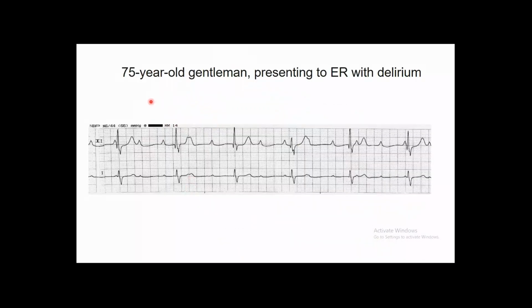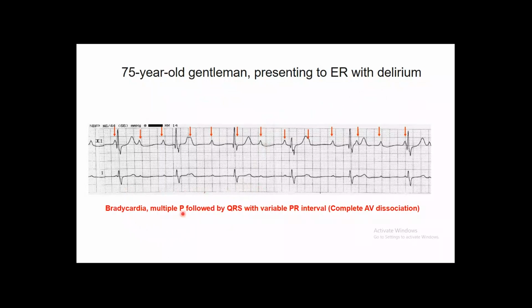Third example, a 75-year-old gentleman presenting to emergency with delirium. If you look at this ECG, this patient is bradycardic. We have multiple P waves followed by QRS complexes. But if we look at the P-QRS relationship, it is not fixed, and there is complete dissociation between the atrial activity and the ventricular activity. This P wave is too short to be conducted here. This is not followed by a QRS complex.